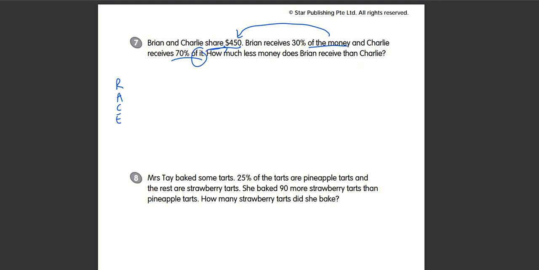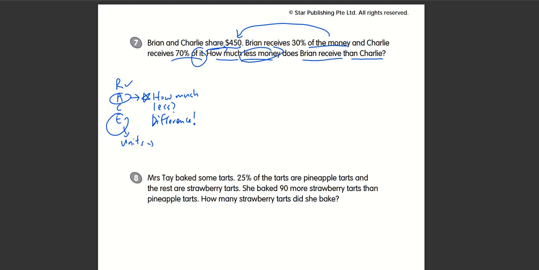How much less money does Brian receive than Charlie? We are looking for how much less money. How much less? So we are looking for finding out the difference between the two of them. How much less money? So eventually the unit should be in dollars.